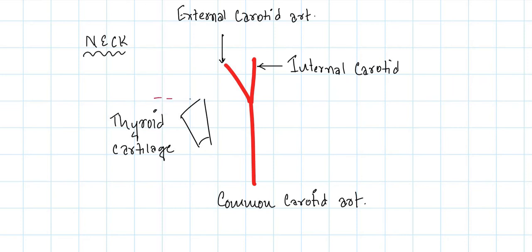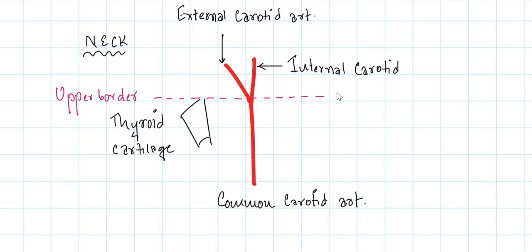So this is the thyroid cartilage, and I'm seeing it from the side view. At the level of the thyroid cartilage, it is dividing into two parts. The bifurcation that is taking place into the external carotid and the internal carotid is taking place at the upper border of the thyroid cartilage. So it's pretty simple that way.